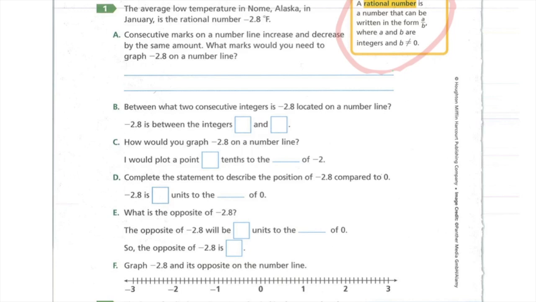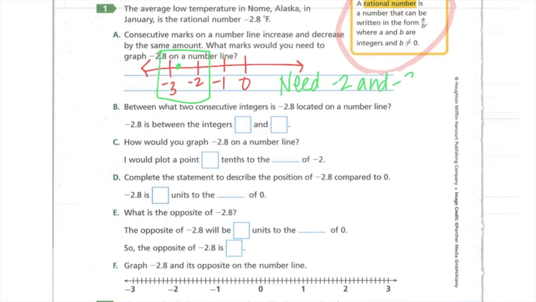So let's draw a number line to help us. We have 0, negative 1, negative 2, negative 3. Well, negative 2.8 is right here, so we need this section. So we need negative 2 and negative 3 to be able to graph that. So they're kind of asking what would be our whole numbers. Number 2, or letter B, between what two consecutive integers is negative 2.8 located on the number line? Negative 2.8 is between the integers negative 2 and negative 3. That's what we just saw on our number line.